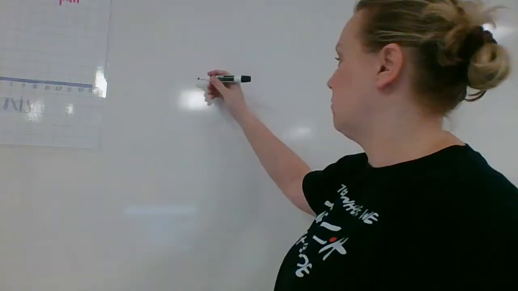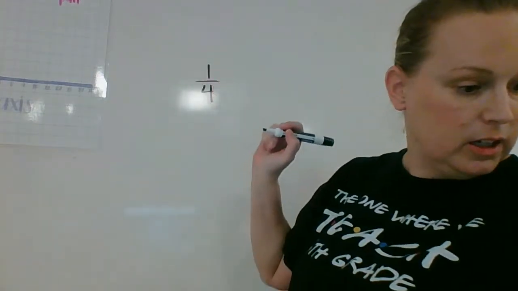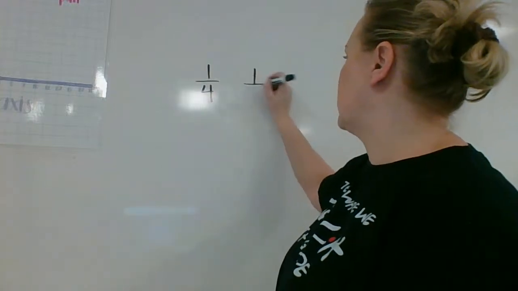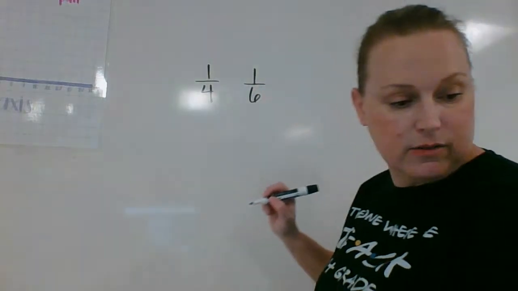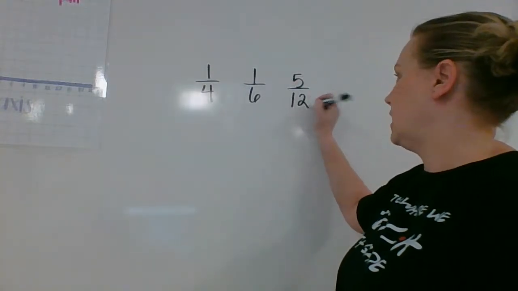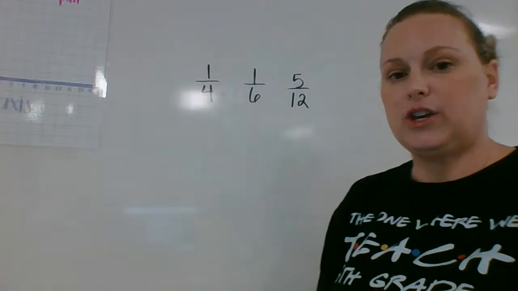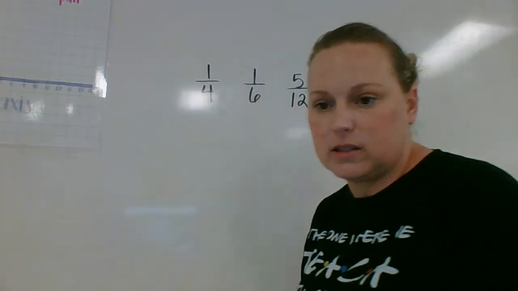We may have to do a conversion to find we're in the right place. We have 1/4 yard of lace for one collar. She needs another 1/6 yard of lace. And then for another collar, she'll need 5/12 of a yard of lace. So what do you think we need to do in order to get the total of these 3 amounts?